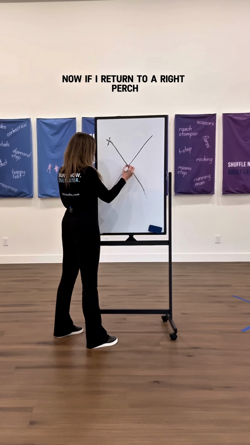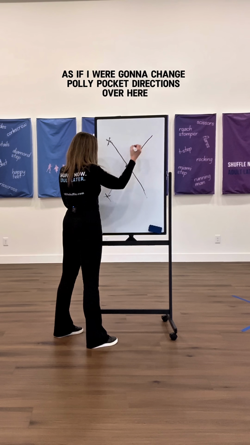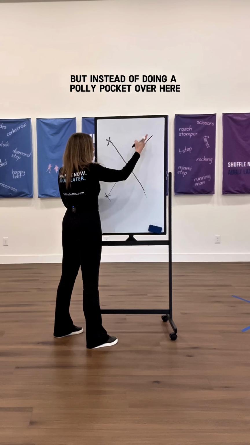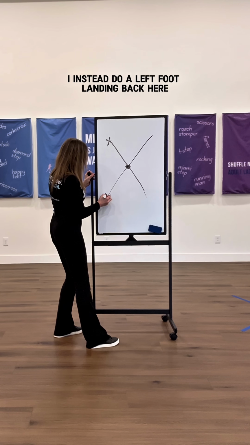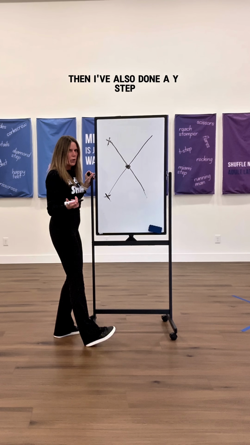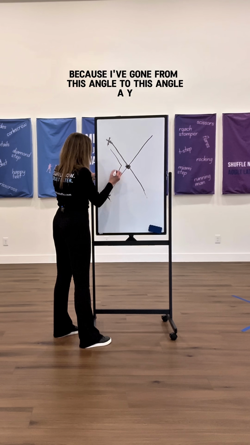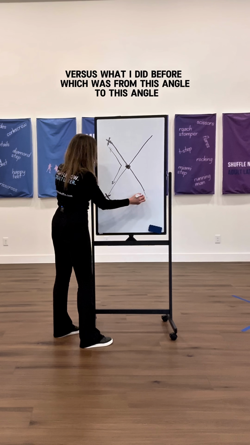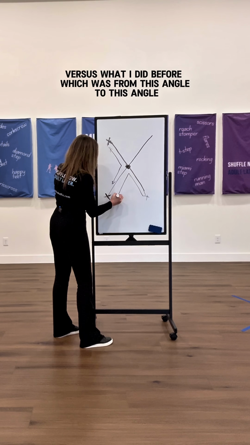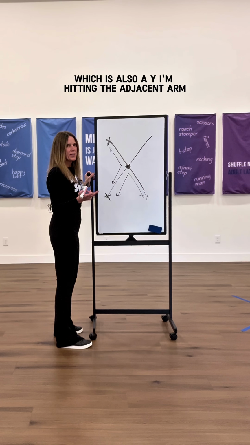Now, if I return to a right perch, as if I were going to change Polly Pocket directions over here, but instead of doing a Polly Pocket over here, I instead do a left foot landing back here, then I've also done a Y step because I've gone from this angle to this angle, a Y, versus what I did before, which was from this angle to this angle, which is also a Y. I'm hitting the adjacent arm.